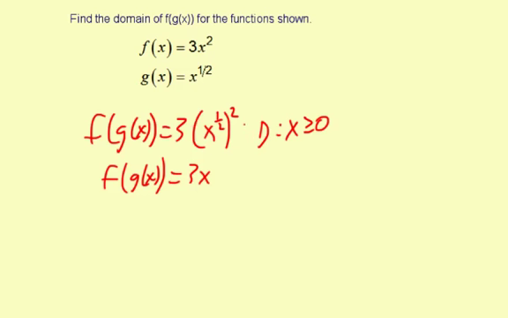But because the first function has a domain of x is greater than or equal to 0, even though the final simplified function looks like 3x, you have to go by this first one. So the domain is x is greater than or equal to 0.